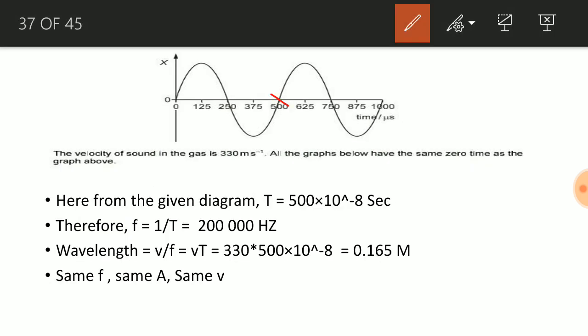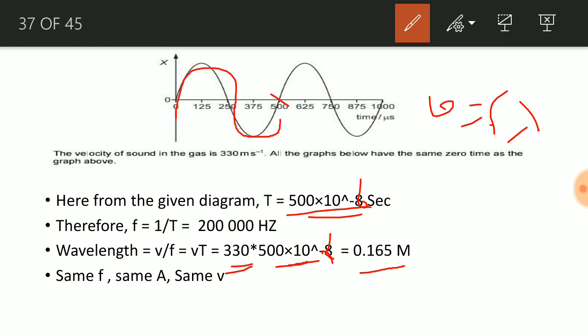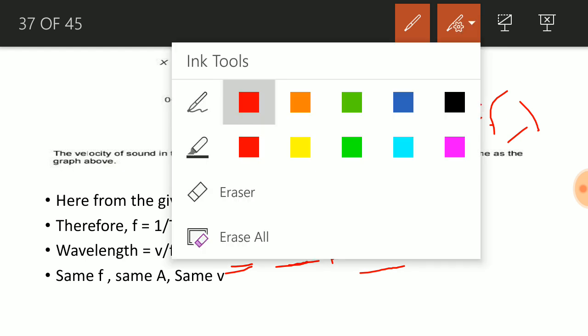Here our capital T is 500 microsecond, that is 10 to the power -6, it should be micro. Now our formula to calculate wavelength is v by f or v into T, because v is equal to f lambda. Now if we do this, our velocity is 330 and this is the time period, so 0.165 meter is the wavelength. It means that a complete wave is moving one wavelength.